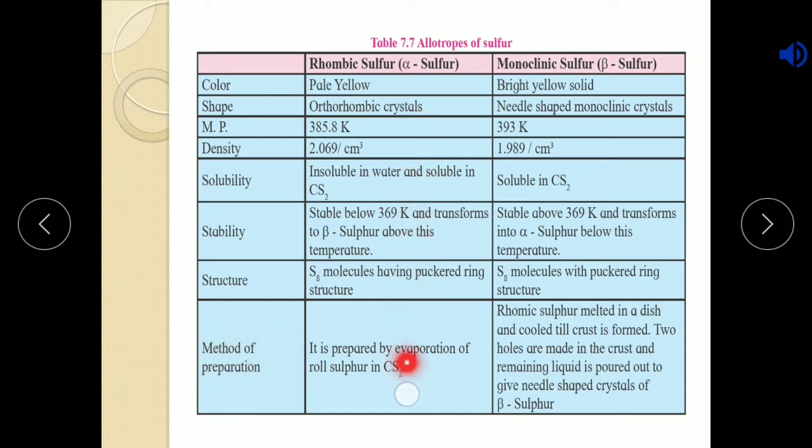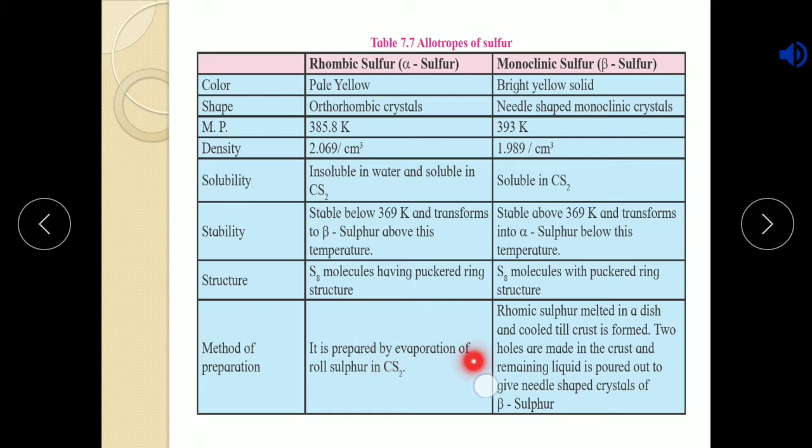If we consider rhombic sulfur, it is prepared from roll sulfur by evaporation in carbon disulfide. That means, what is roll sulfur? Roll sulfur are sticks of sulfur, so lumps of sulfur we can say. So these roll sulfur, it is evaporated in carbon disulfide and we get alpha sulfur.